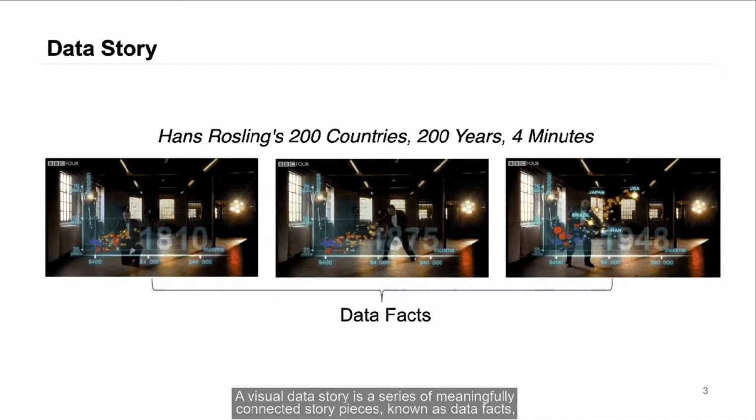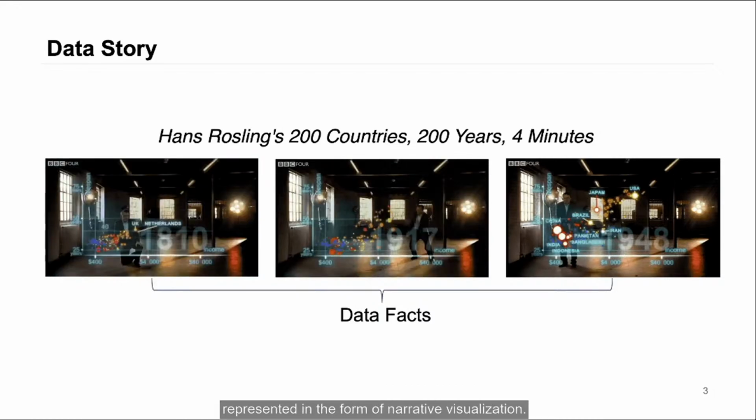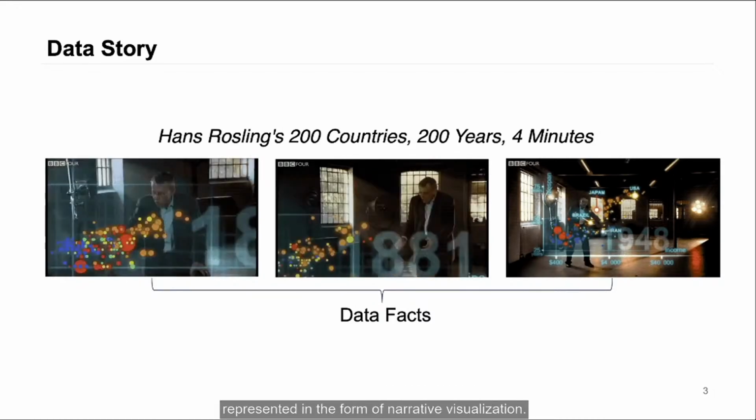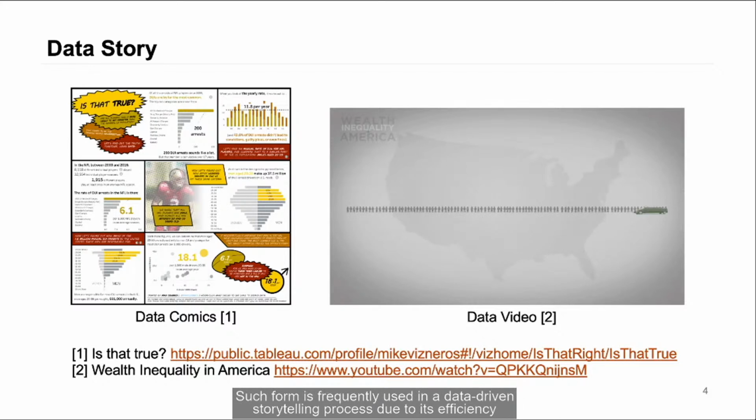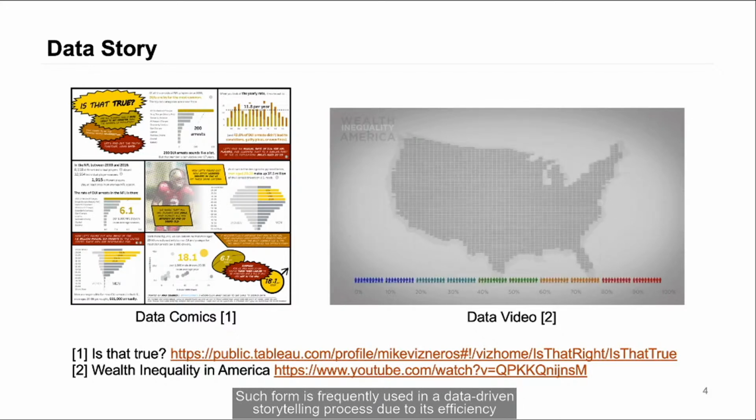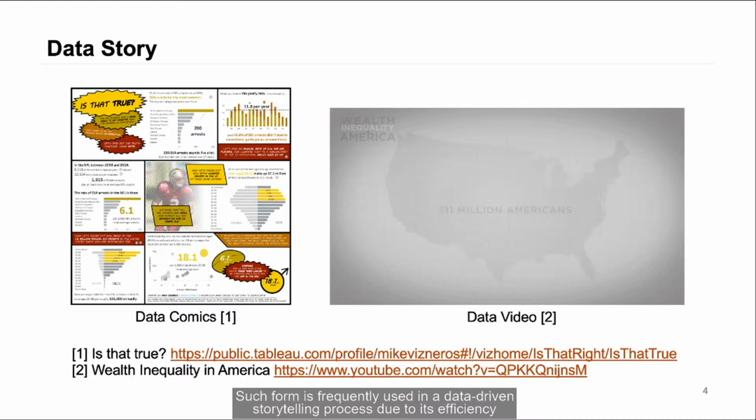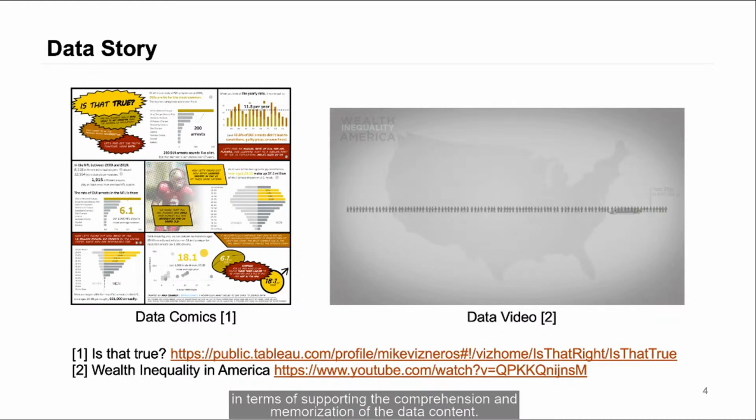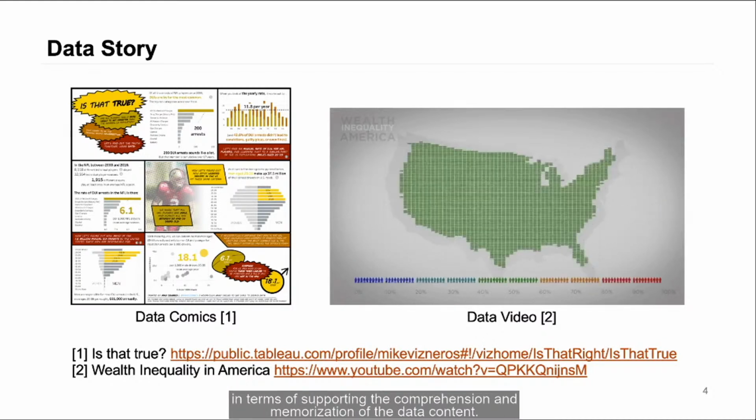A visual data story is a series of meaningfully connected story pieces, known as data facts, represented in the form of narrative visualization. Such form is frequently used in a data-driven storytelling process due to its efficiency, in terms of supporting the comprehension and memorization of the data content.